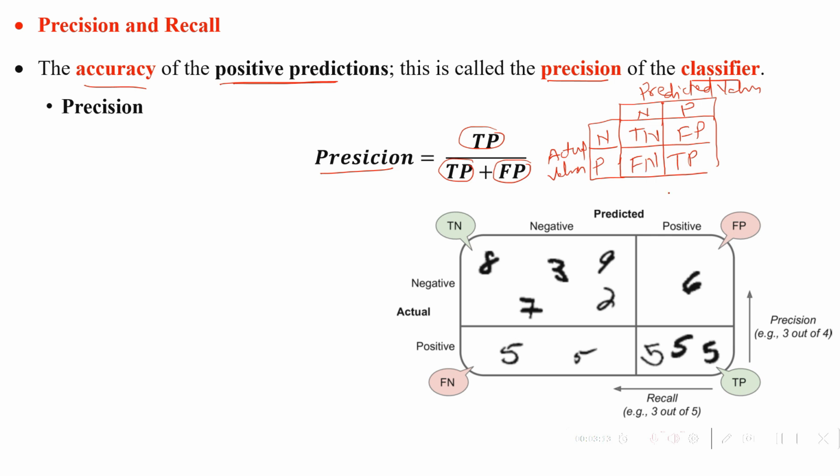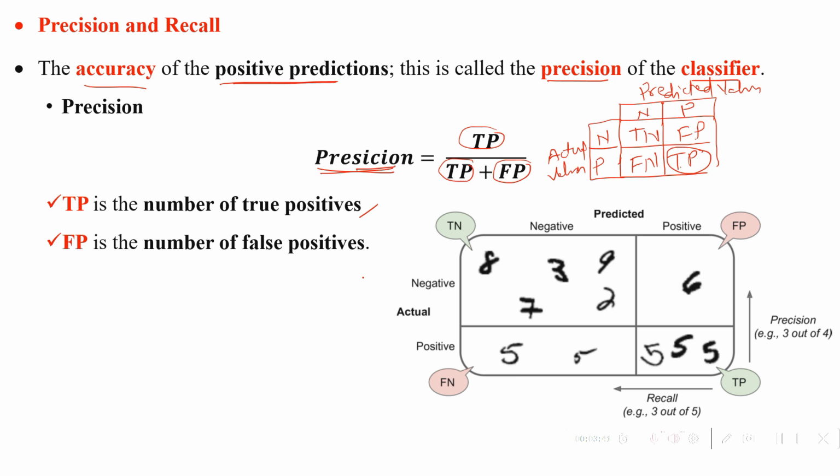Based on this diagram we are going to find out the performance measures like precision, recall, and F1 score. Precision is the true positives divided by the total number of true positives plus false positives of the predicted values. Here TP is the number of true positives, and FP is the number of false positives. These are the negative elements, these are the positive elements, these are the actual elements, and these are the predicted values.